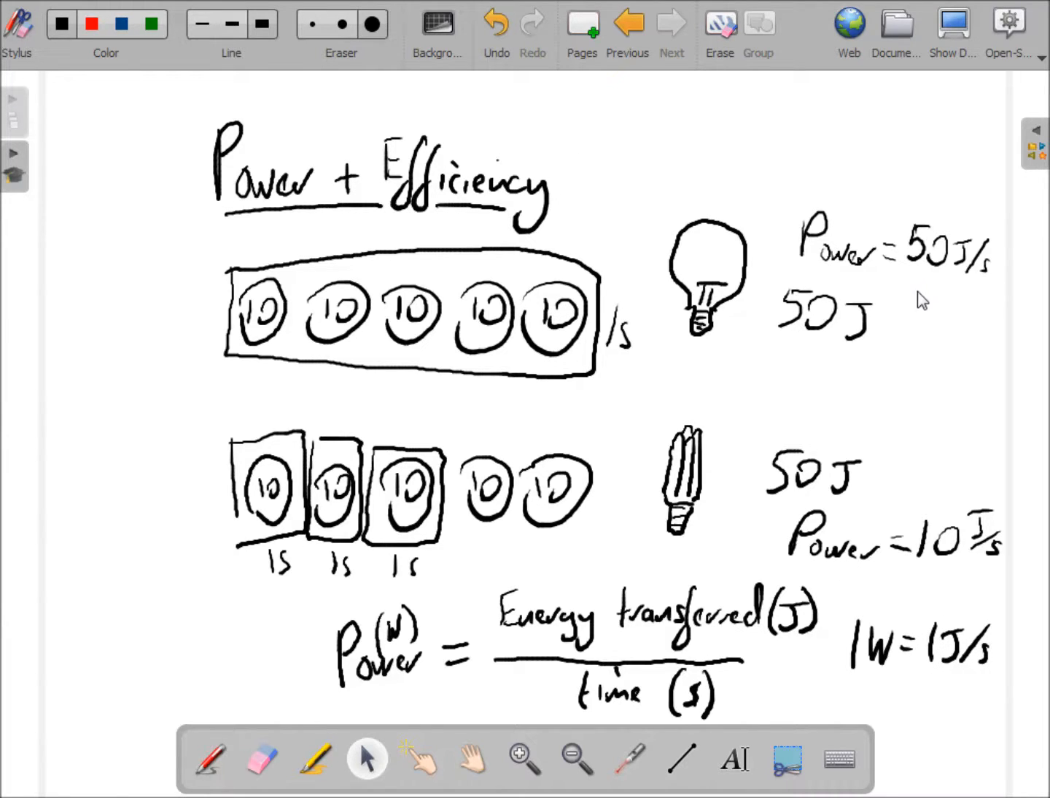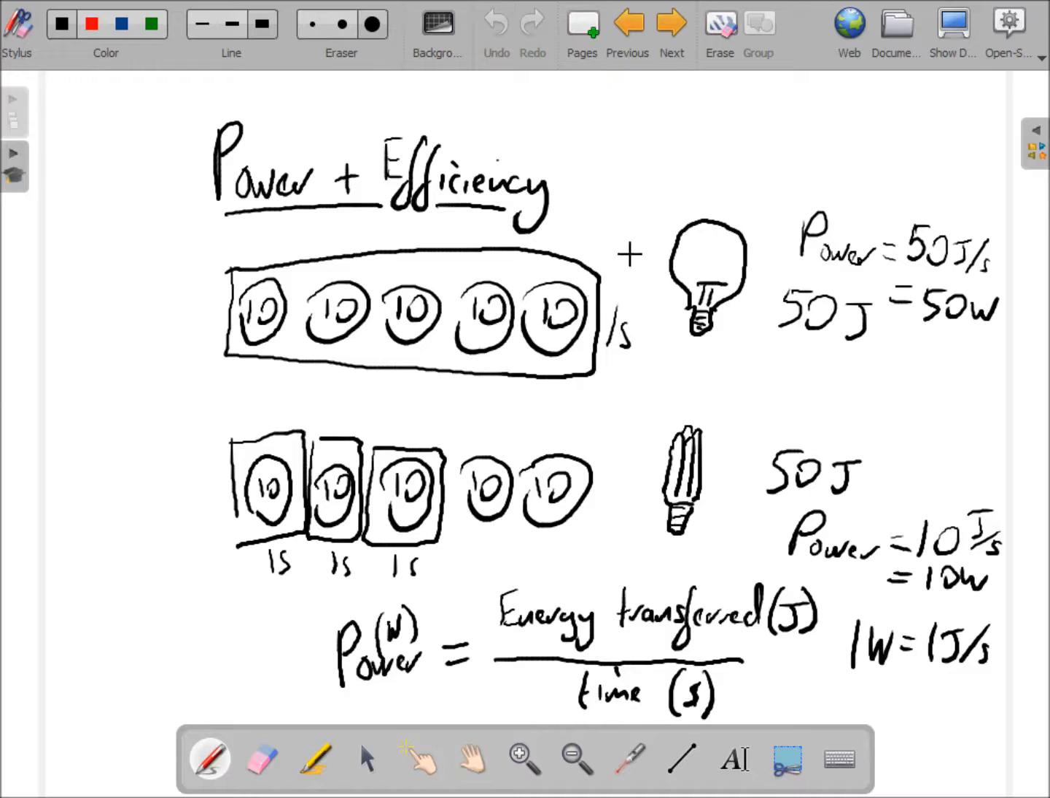So going back to our previous example, that would give us a power for the filament lamp of 50 watts, and it would give our power for the energy saving lamp as 10 watts. So we now have an idea of which one is going to use more energy in a certain amount of time. But really we're interested not only in that, but how much of that energy is being used usefully, how much of it is coming out as light.